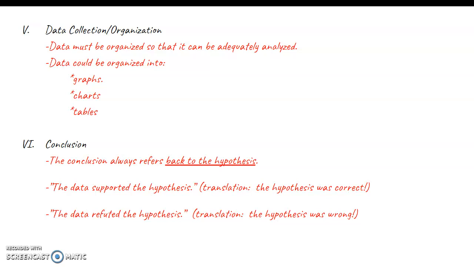Most important thing to note here is that the conclusion always refers back to the hypothesis. You made a prediction back near the beginning of the experiment. And so now it's time to say, okay, was that hypothesis correct or incorrect? And there's two ways to say that. You can either say the data supported the hypothesis. In other words, when I collected all my data, it confirmed that my hypothesis was correct. Or the data refuted the hypothesis. Hey, when I collected the data, it turns out I was wrong.